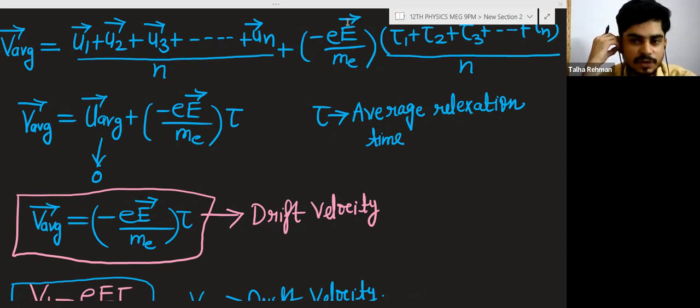E is the charge on the electron, minus E is the charge on the electron. A represents the acceleration, tau represents the relaxation time. So tau represents the average relaxation time.